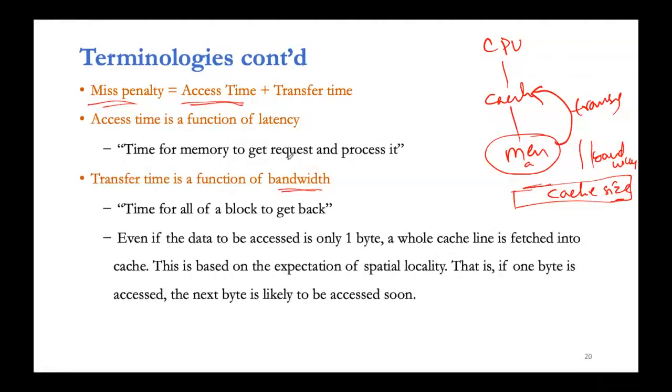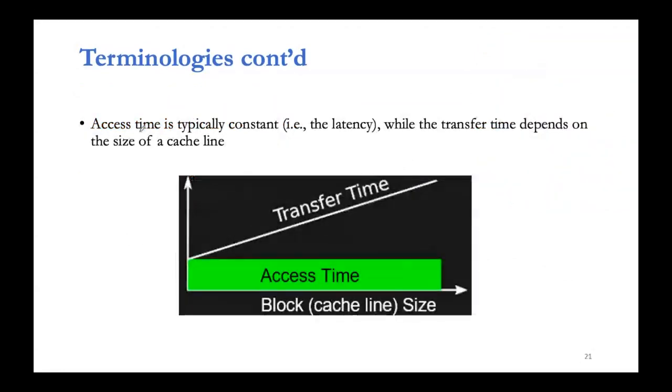And your access time means the time for memory to get the request and process it. As said, get the request, locate the value, and return it back; that we call the access time. This access time is typically constant, while the transfer time depends on the size of your cache line. So the access time does not depend on the block size, it is constant, but as block size increases, the transfer time also increases.